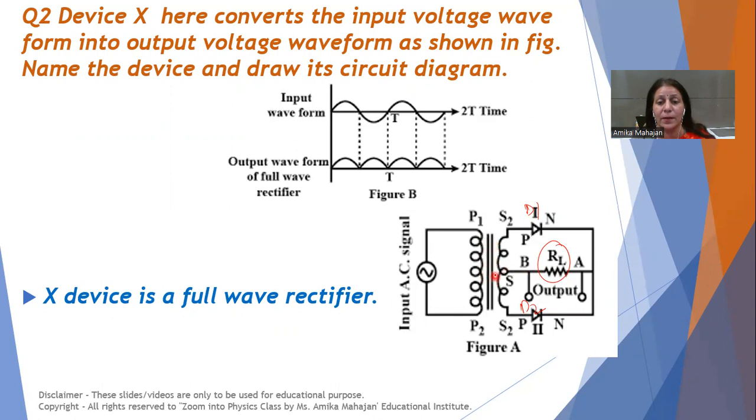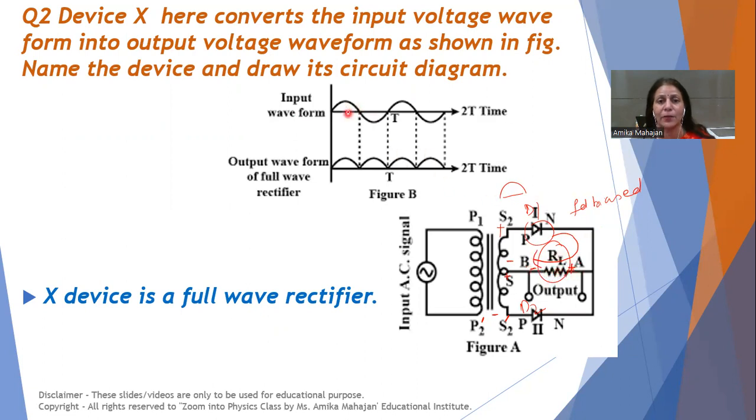This is insulation. Now what happens? In positive cycle, when positive cycle is given to diode D1, upper end, S2 becomes positive, S2 dash becomes negative. So this P is provided positive and this N is provided negative. So this diode D1 is forward biased. So it will conduct and current will flow through this circuit from A to B. That means A end is positive and B end is negative. So output will appear across this RL.